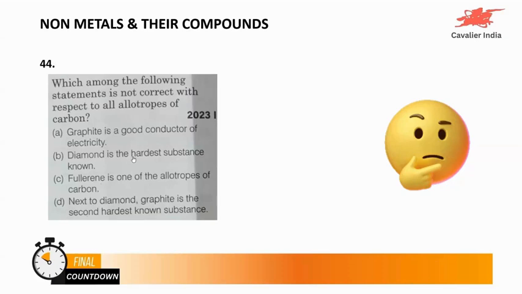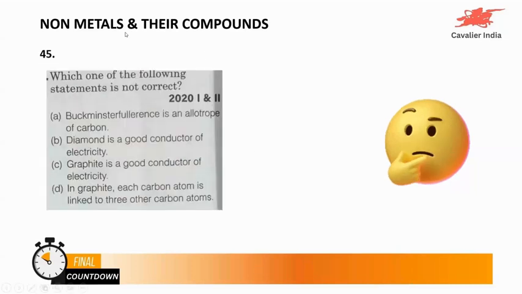Why? Because next to diamond, graphite is not the second hardest substance known. Graphite is actually soft. In graphite, carbon atoms are arranged in hexagonal sheet-like form, and the fourth electron is free to move, so it is a good conductor of electricity. And one layer can slip over the other layer.